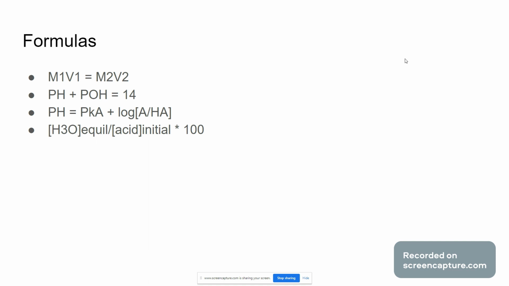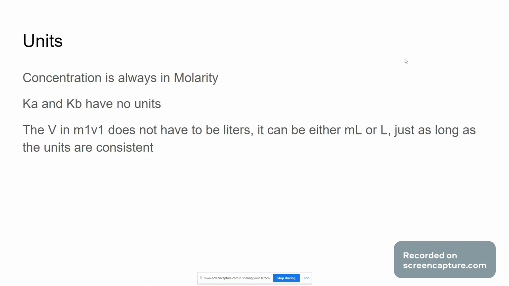This comes from the autoionization of water equation, the pKw, and this only applies at 25 Celsius. pH equals pKa plus log of the conjugate base over your acid. That's the Henderson-Hasselbalch equation. And the last one is your percent ionization equation. And here are the units.